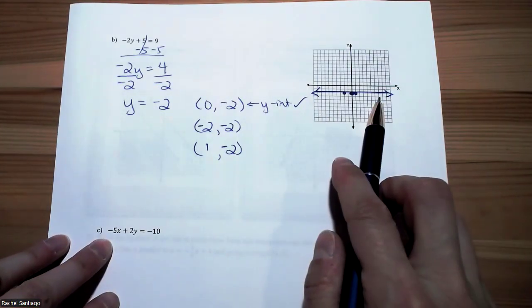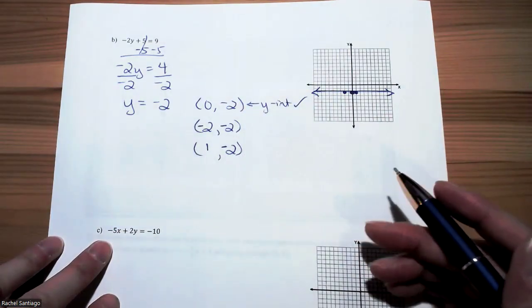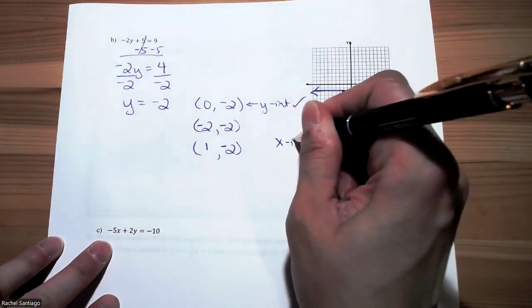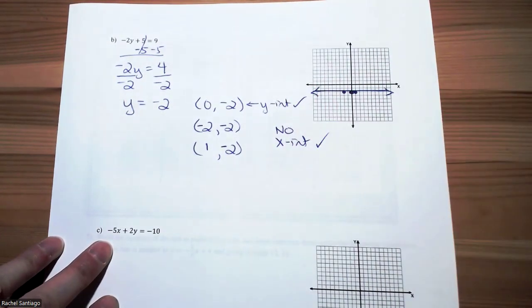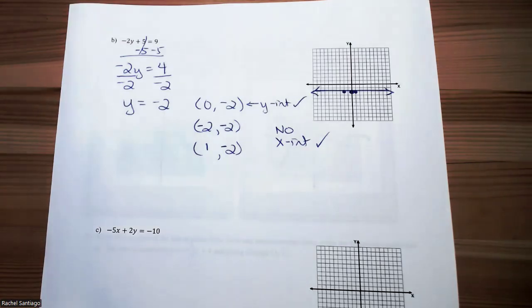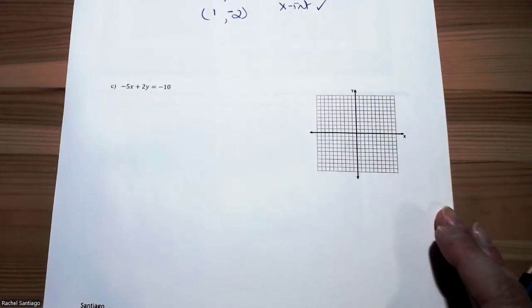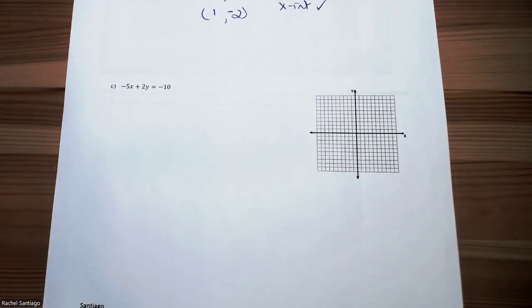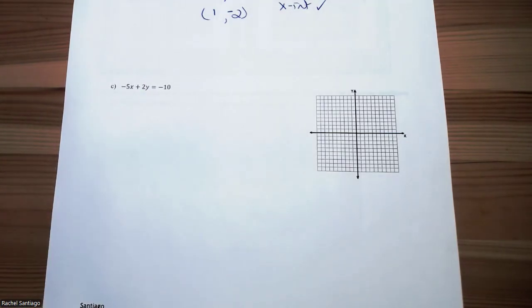Notice this line runs parallel to the x-axis, which means it's never going to cross the x-axis. So in terms of the x-intercept, there is none. So no x-intercept. Perfect. For part C, if you've already started this or if you've already completed this, you'll know you have both an x and a y-intercept. Both variables are here, so we will be crossing both axes. So let's take a look.